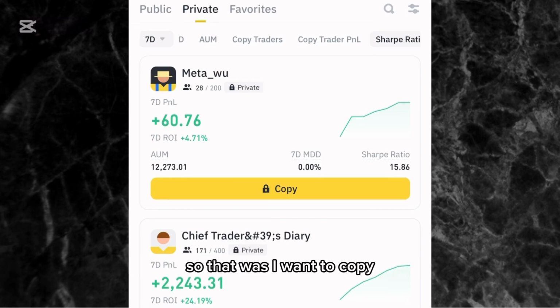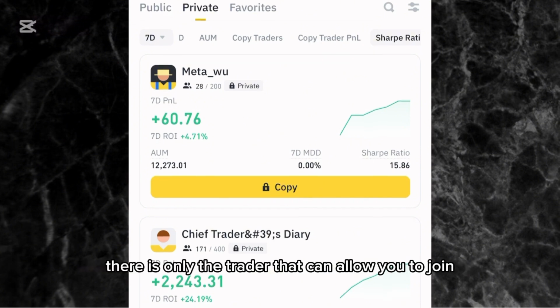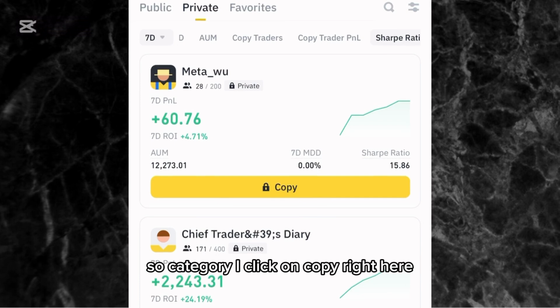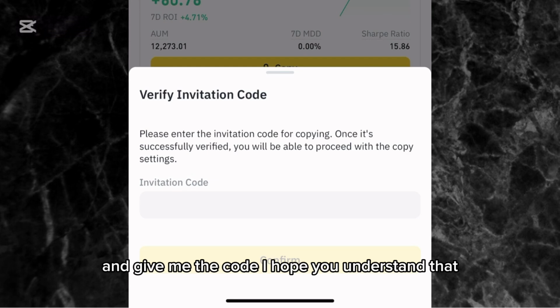So that means that if you want to copy a trader under the private category, you must have that code. So it's only the trader that can allow you to join his or her group. I hope you understand that. You can see right here, I click on copy, and it asks me to enter the invitation code. I must enter the invitation code right here, and only the owner of the group or the trader can give me the code. I hope you understand that.